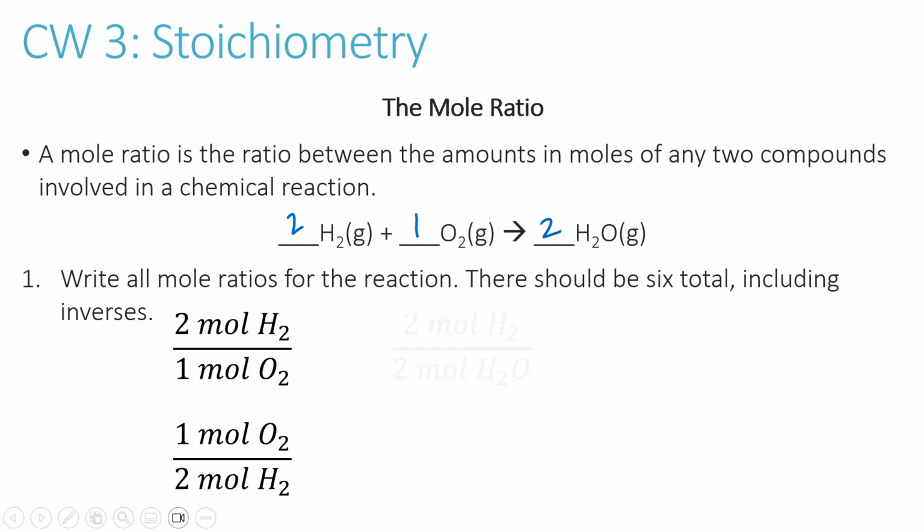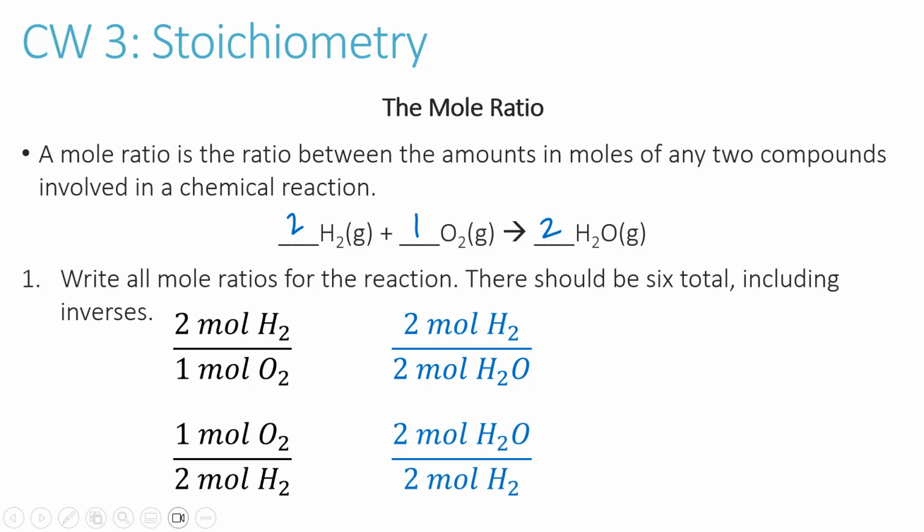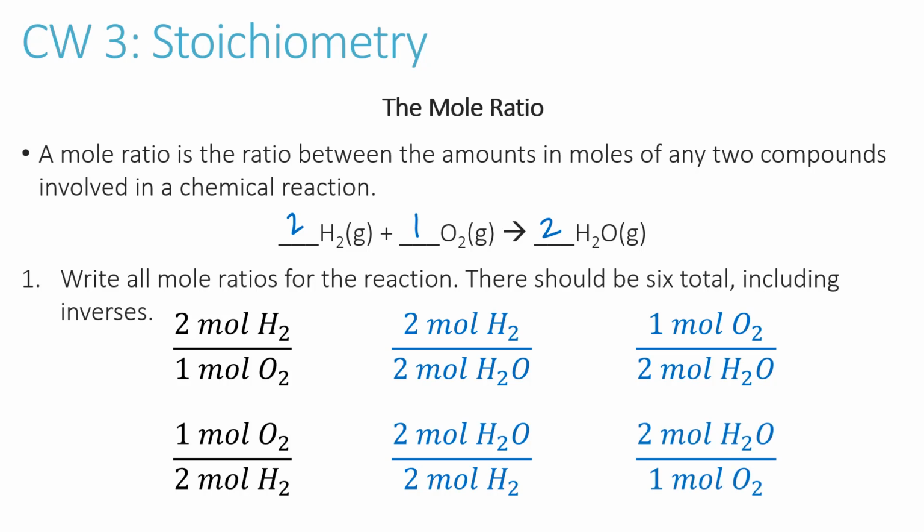So based on my balanced reaction, I know that for every 2 moles of H2, there are 2 moles of H2O. And I can also flip that to put moles of H2O on top and moles of H2 on bottom. I can also write that there is 1 mole of O2 for every 2 moles of H2O, and I can flip that: 2 moles of H2O for every 1 mole of O2. So these are all written as ratios, as fractions, because these are actually conversion factors.